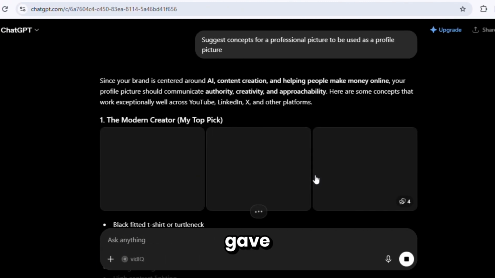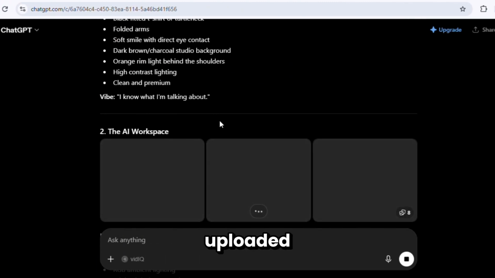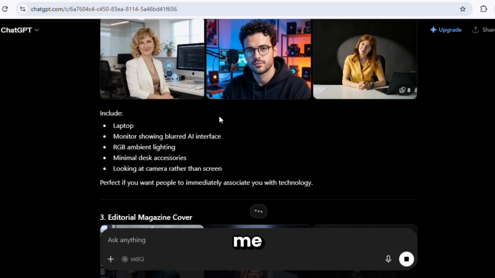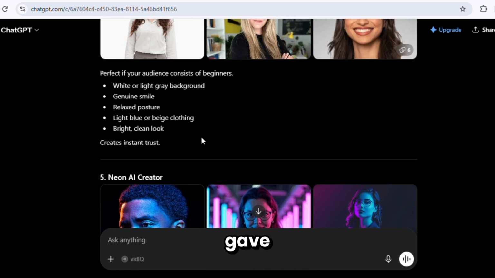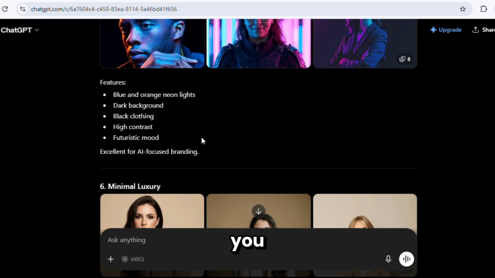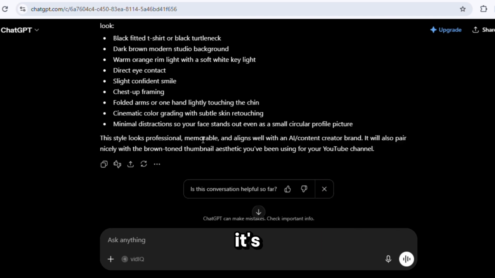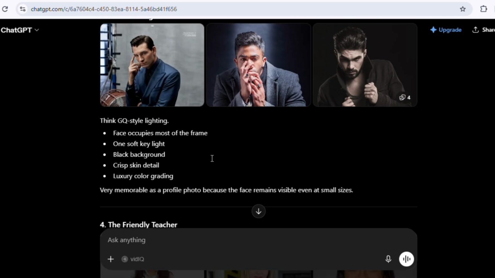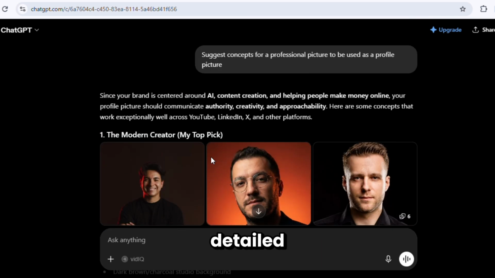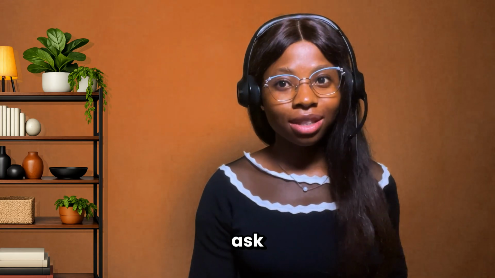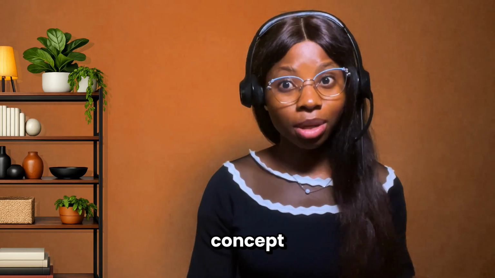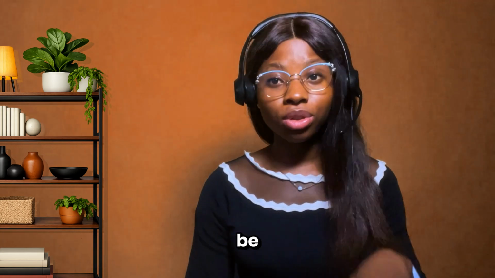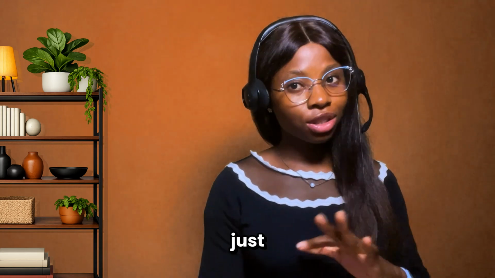You can see that it gave me a lot of options, even with pictorial examples, even though I have not uploaded my picture yet. So it gave me the modern creator, this is like the suggested one. Then it gave me AI workspace, and this. The reason why it's giving this specialized result is because I was detailed as to what I want to use it for. I did not just ask it to suggest concepts for a professional picture. I said suggest concepts for a professional picture to be used as a profile picture. So please just be very detailed.